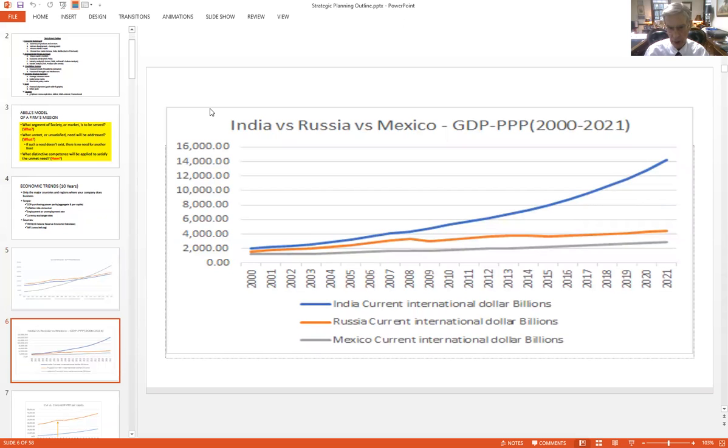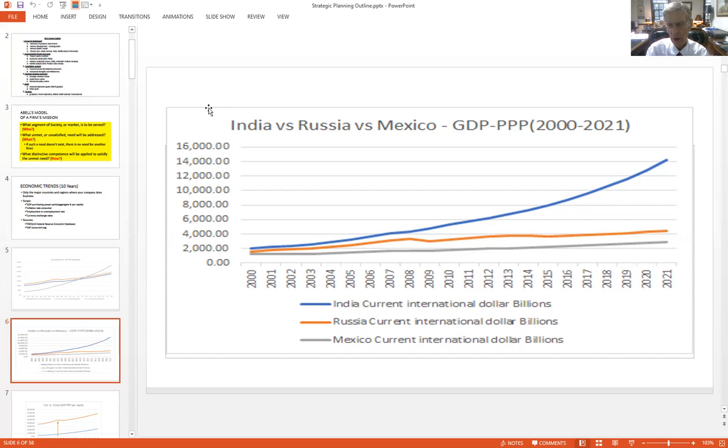Here is the same information for India, Russia, and Mexico. And we see something kind of interesting, and that's the blue line, isn't it? I often tell my students that China is the growth market of the present, and India is the growth market of the future. India has a variety of political problems.